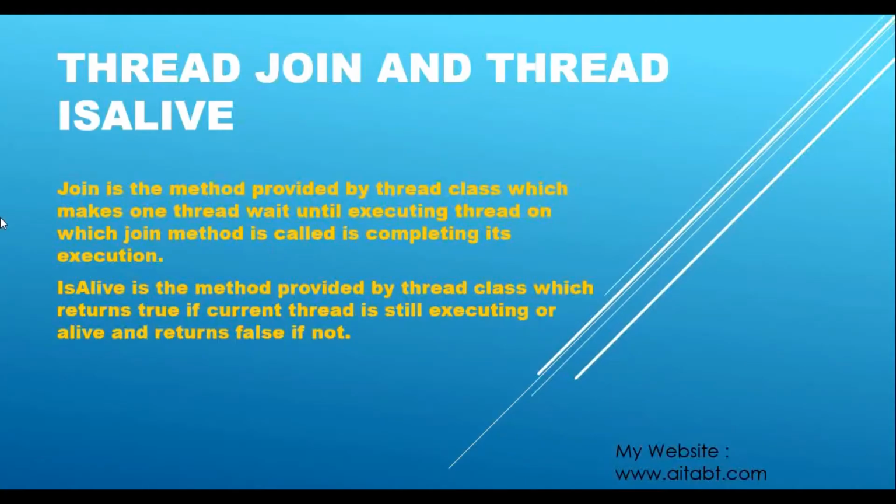So, and that's what is mentioned here. Join is the method provided by the thread class which makes one thread wait until the thread on which the method is called completes its work, its execution basically. And isAlive is the method provided by the thread class only, which returns true if the current thread is still executing, or alive, and returns false if not.